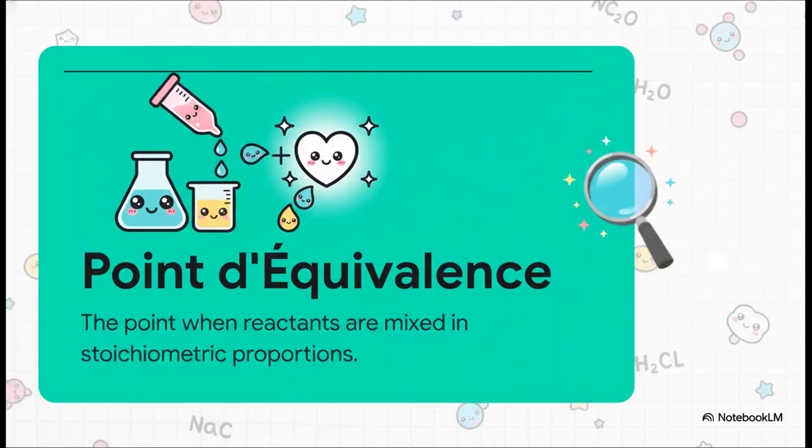So let's be super precise here. The equivalence point is that exact moment when the amount of titrant you've added has perfectly, completely reacted with the analyte in the flask. It's a perfect chemical balance. Nothing is left over, no excess titrant, no excess analyte.